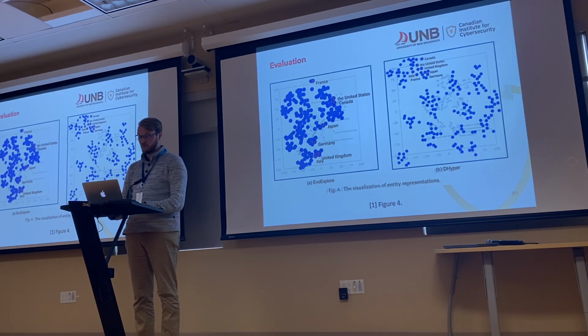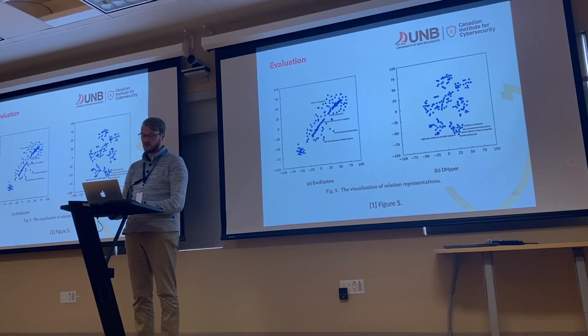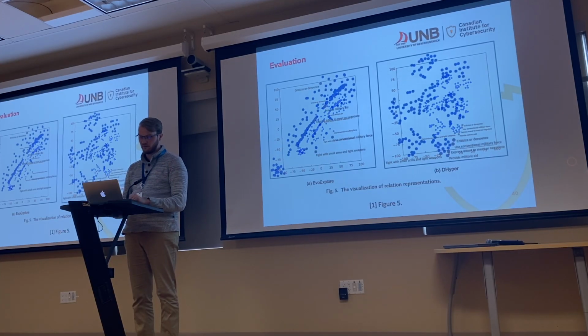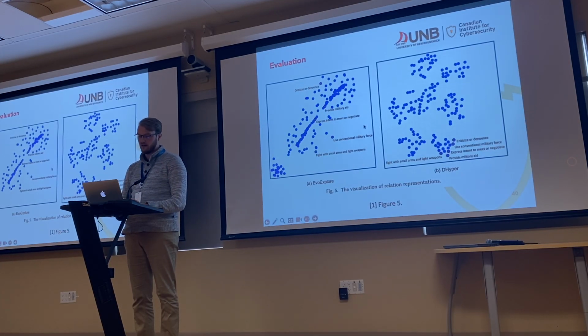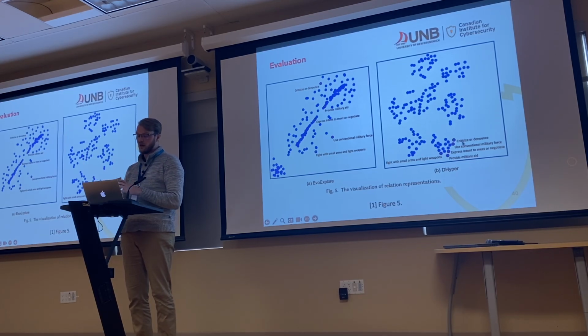We can also do the same thing for the relation representations, and again, we're going to blow it up a little bit. So here we can see that some of the different relations, like use conventional military force, or provide military aid, or criticize or denounce, are quite far from one another in this Evo Explore model. But in our DHyper model, all of these things become a little bit closer together, as it relates perhaps to its hyperedge.